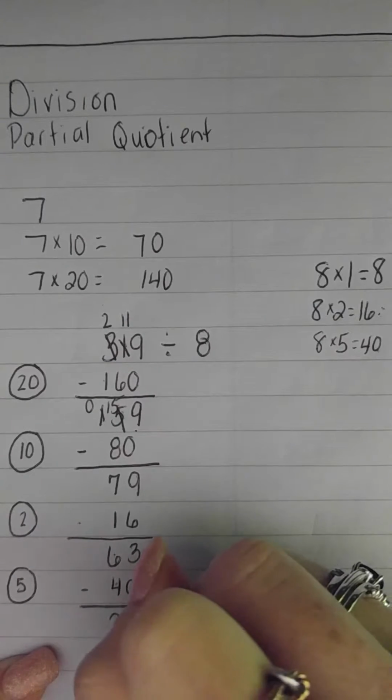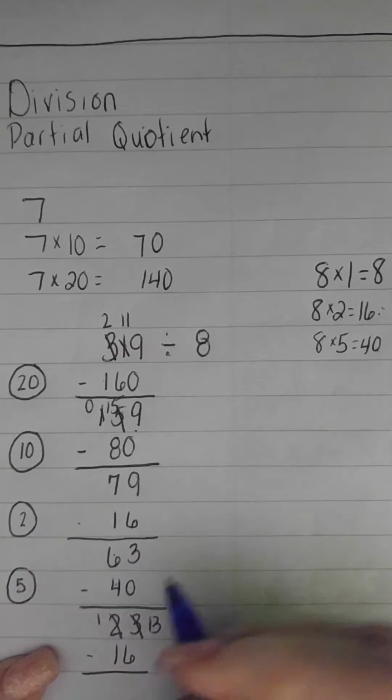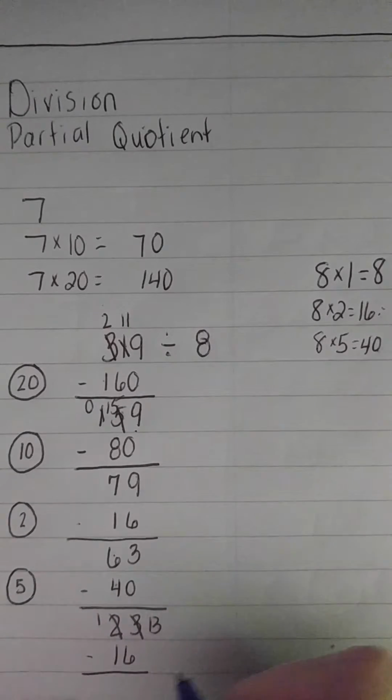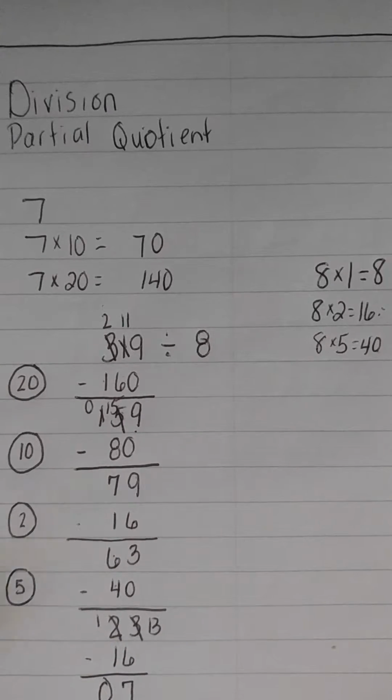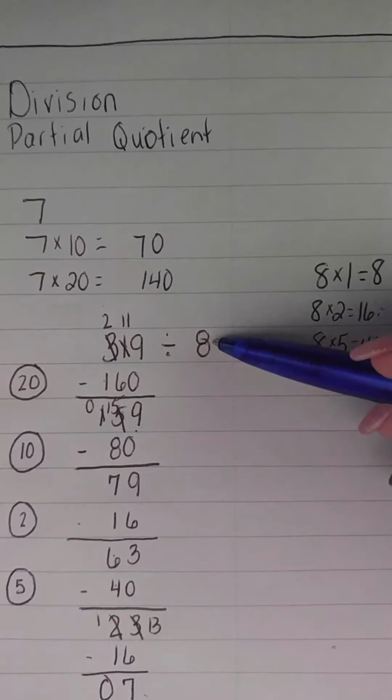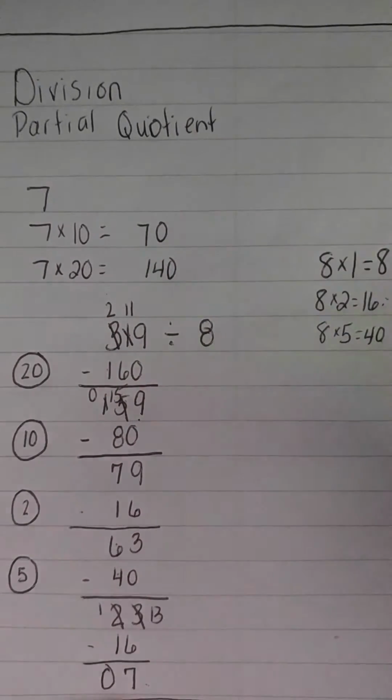And here I would have to regroup. That's 13. That's 1. 13 minus 6 is 7. 1 minus 1 is 0. So I have 7 left over. My divisor's 8, so I know that that is my remainder.